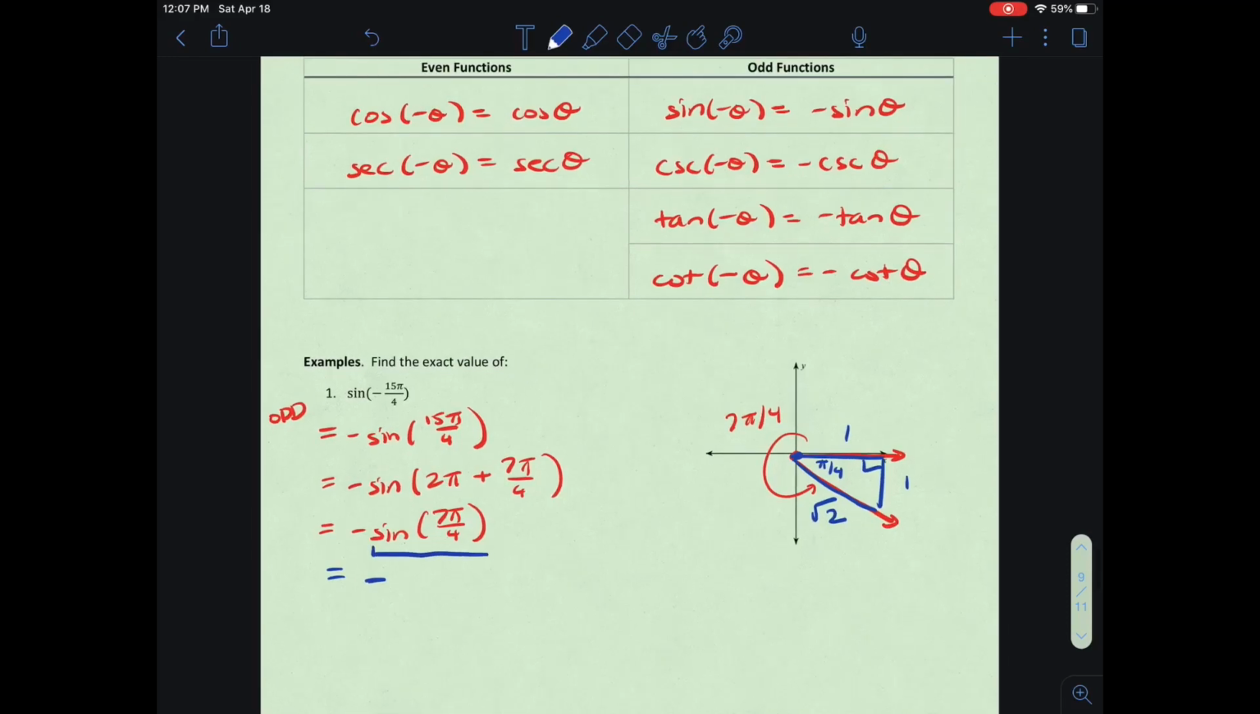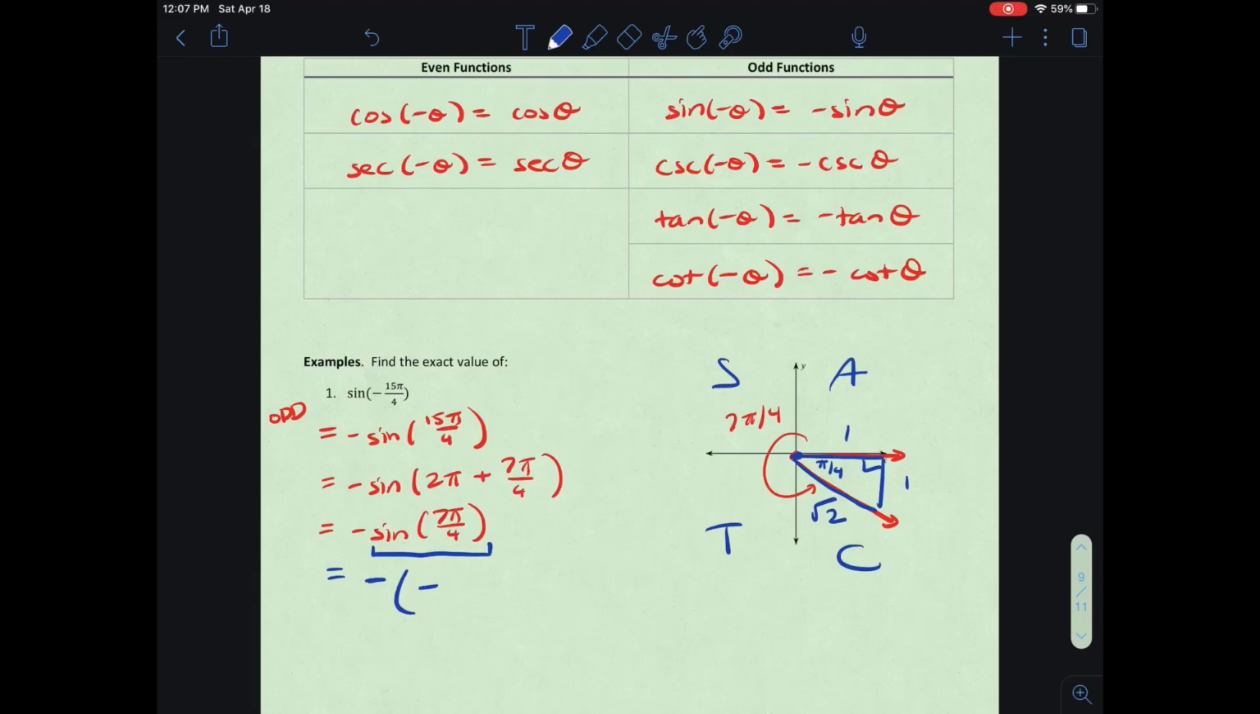Now, when I'm looking at sine of 7 pi over 4, we're in quadrant 4, where sine is going to be negative. If it helps, you can always use A-S-T-C, right? Where C, the cosine function, is the only one that's positive there, so sine has to be negative. So what that tells me then, I know I'm going to get negative.